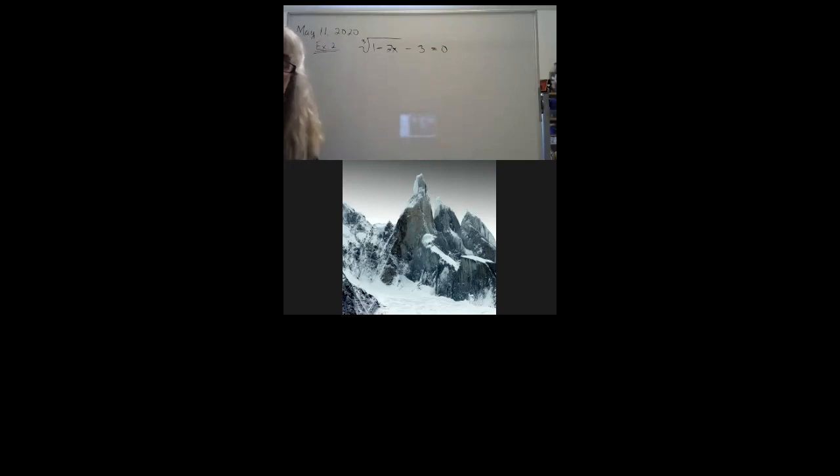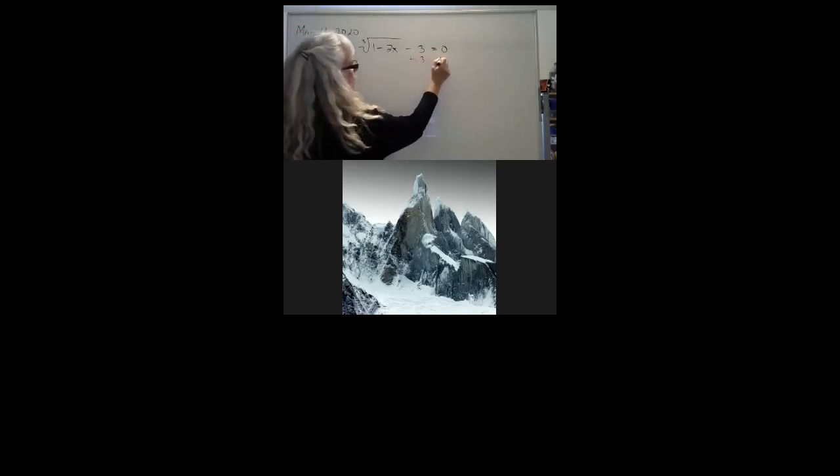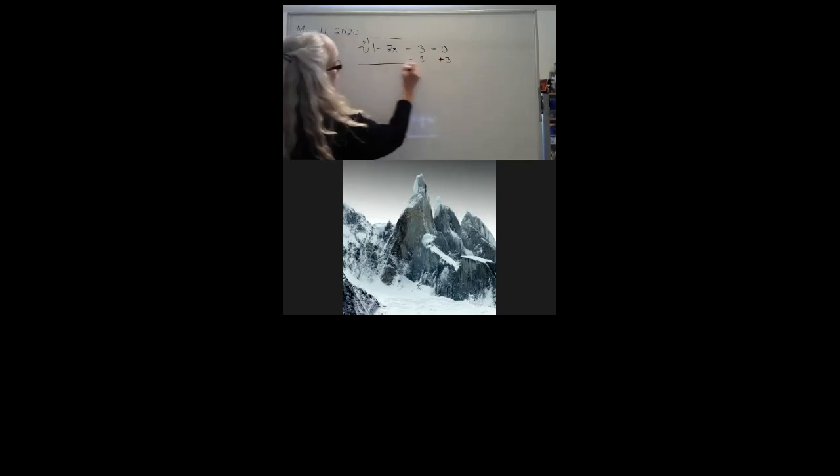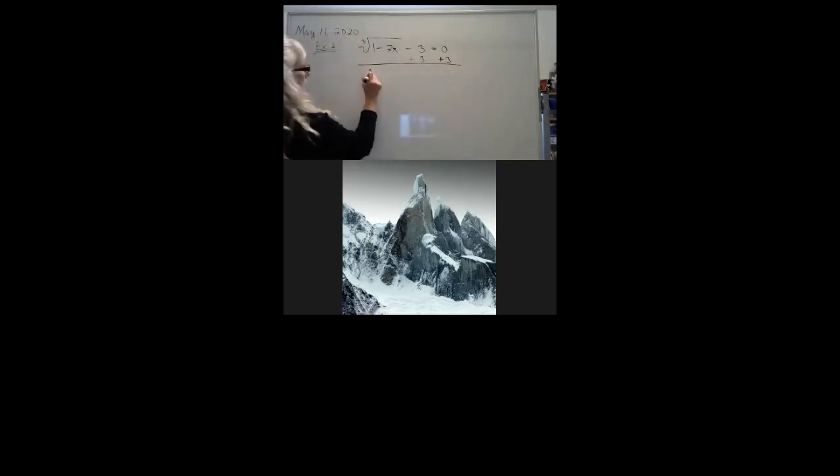So let's follow those same steps again. The first step was to isolate the radical. This time the radical and the constant are on the same side, so we're going to go ahead and move that 3 to the right side. That'll give me the cube root of 1 minus 2x is equal to 3. Then we can clear the radical by raising both sides to the same power. This time, because it's a cube root, we can cube both sides.